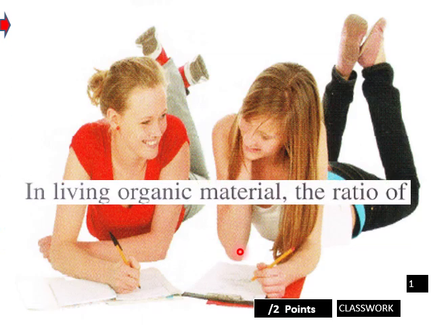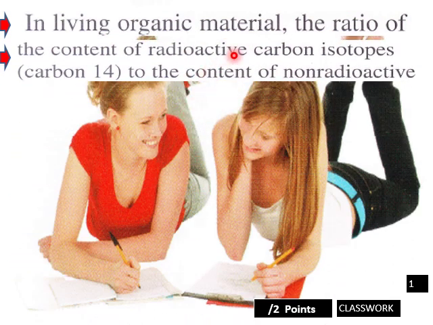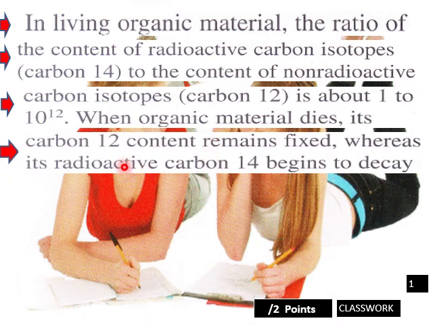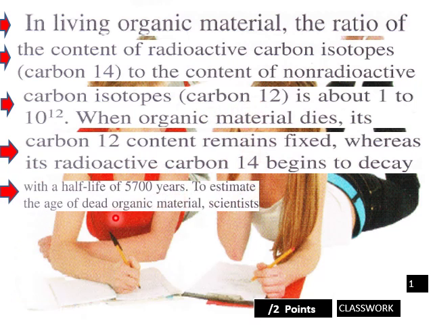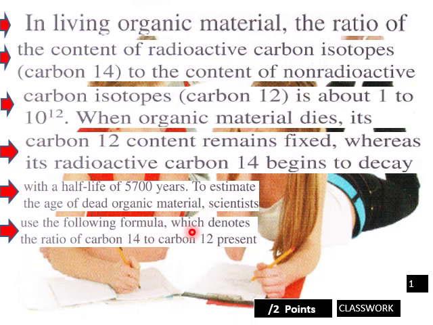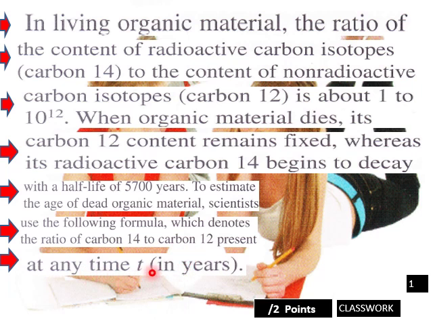Okay, into today's lesson, classwork. In living organic material, the ratio of the content of radioactive carbon-14 to the content of carbon-12 is about 1 to 10 to the 12th. When organic material dies, its carbon-12 content remains fixed, whereas its radioactive carbon-14 begins to decay with a half-life of 5,700 years. To estimate the age of dead organic material, scientists use the following formula, which denotes the ratio of carbon-14 to carbon-12 at any time t in years.